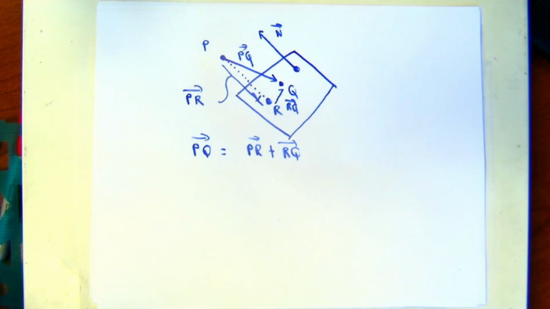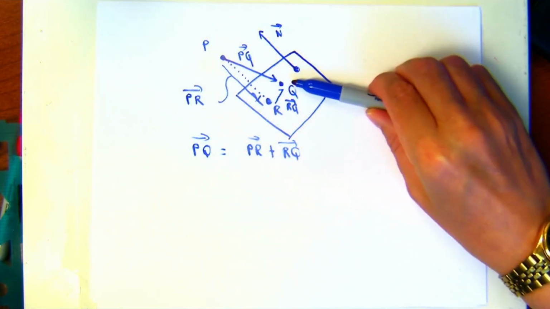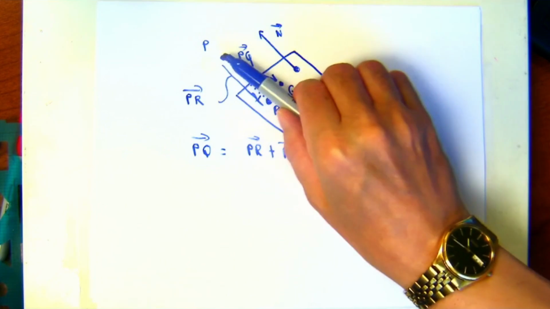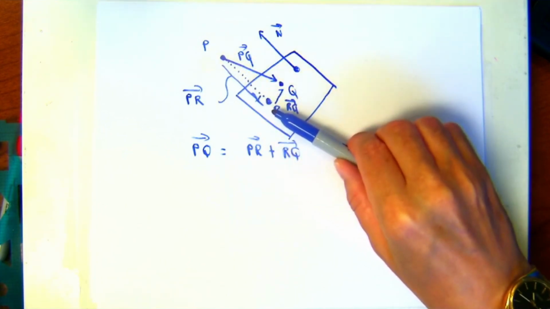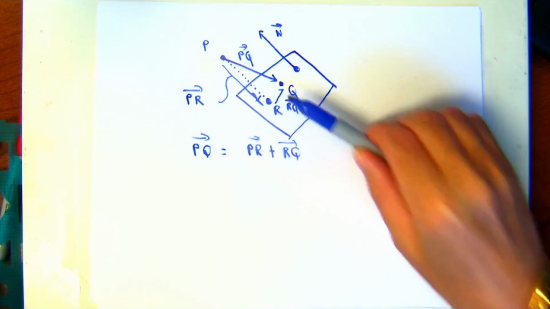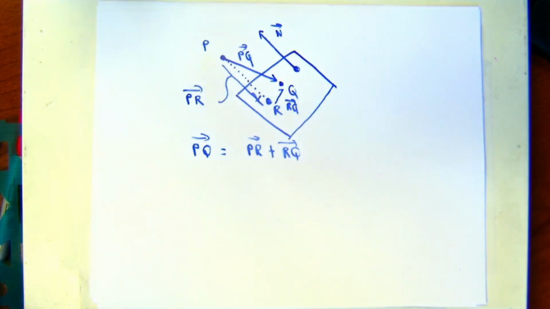If you think back to how we defined addition of vectors, the vector from P to Q, you could think of it this way. It's the vector from P to R plus the vector from R to Q. I know something special about vector P to R, though. It's a multiple of the N vector. I know something special about R to Q as well. It's at right angles to the N vector because N is at right angles to the plane and vector R to Q lies in the surface of the plane.